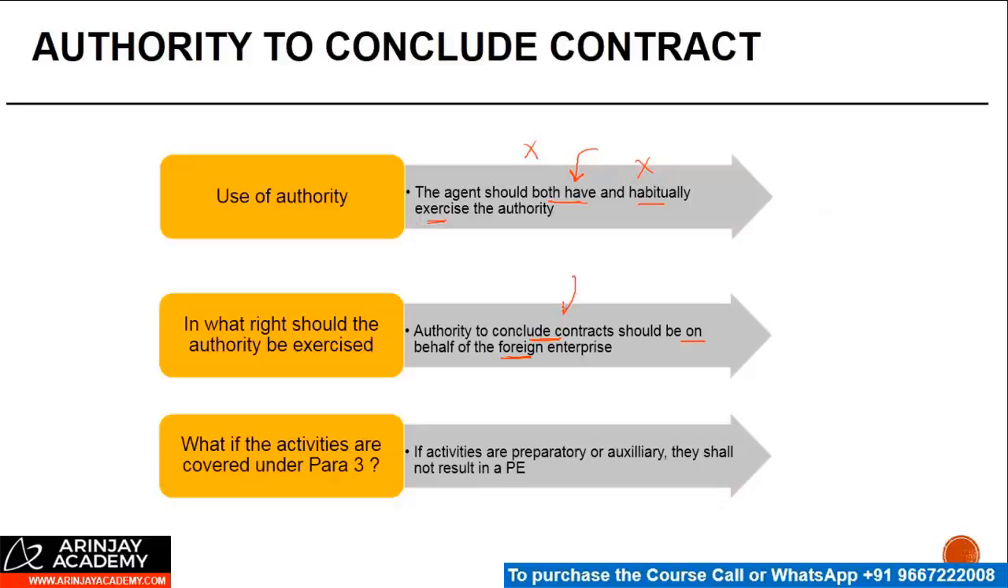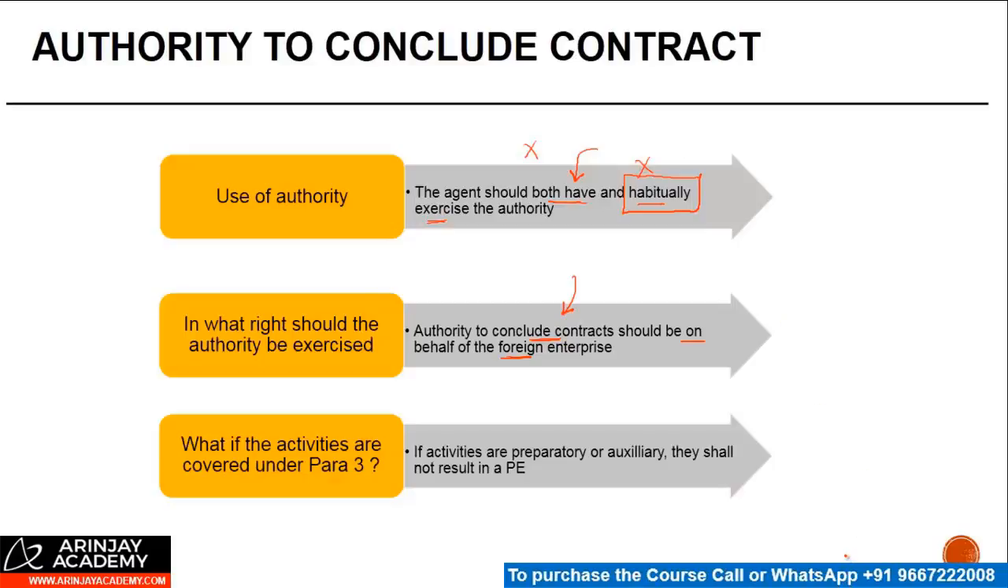One thing which also needs to be noted here is that the conclusion of contract should be in relation to some revenue generating activities. If you are just trying to do some pre-sales activity, some liaising with the client, that may not necessarily result in an authority to conclude contract. Secondly, the use of the word habitually indicates that when the exercise is done, it should be systematic. It should be continuous.